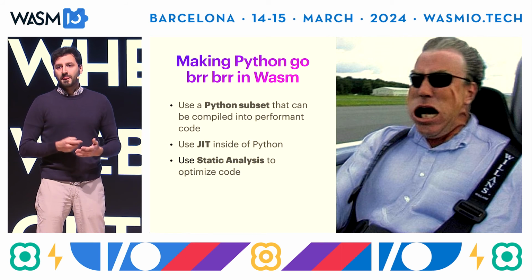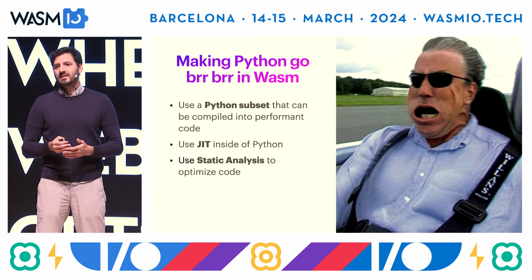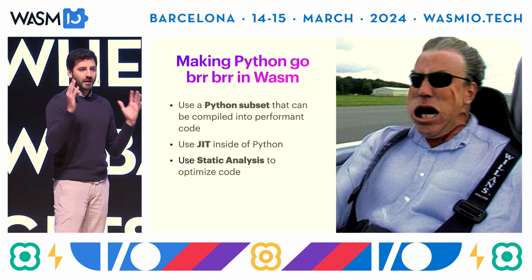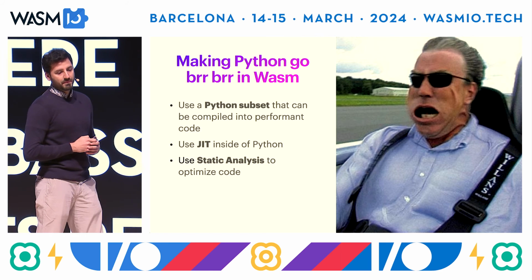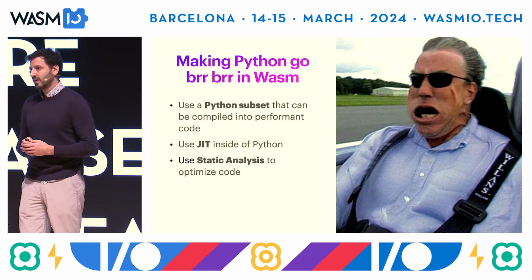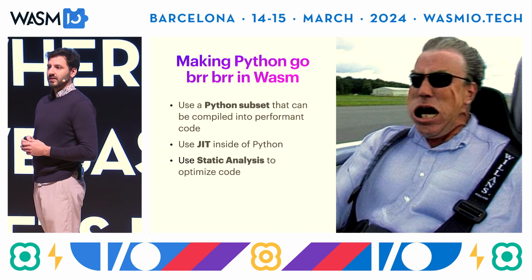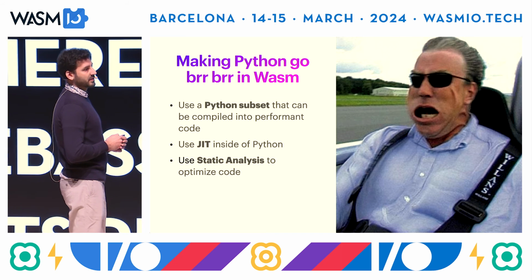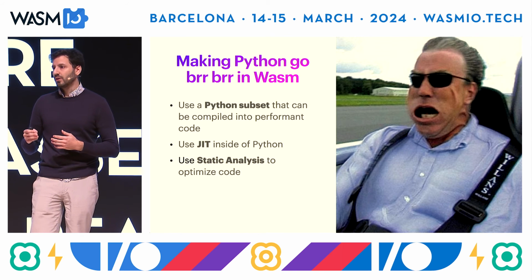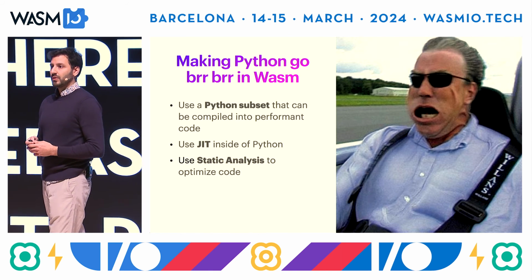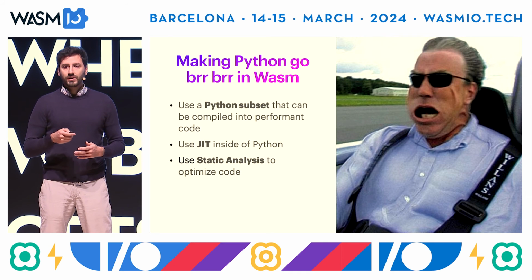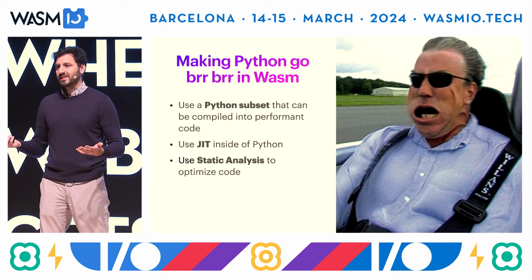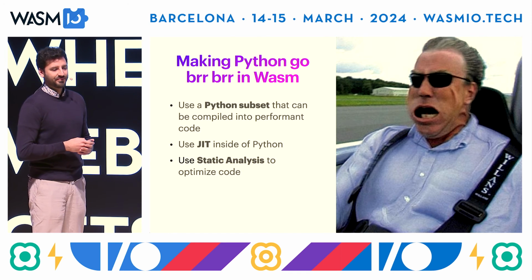First one is we will use a Python subset. More or less, it's a language very similar to Python, but it's not Python. And that Python subset can be compiled into very performant code. That's one strategy. Other strategy is using a JIT inside of Python. And the last strategy is using static analysis, basically analyzing the Python code, trying to see all the typings that we are using, and trying to use that to optimize code. So we are going to see in the next slides how each of these strategies worked out. So basically, you get the learnings that we got while doing this.